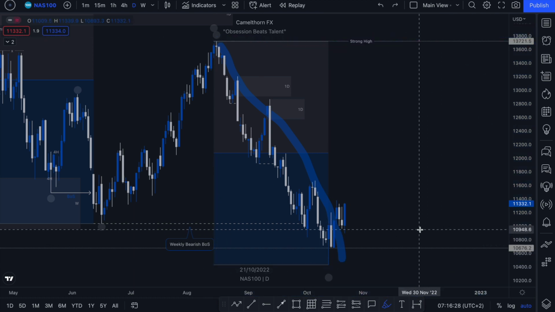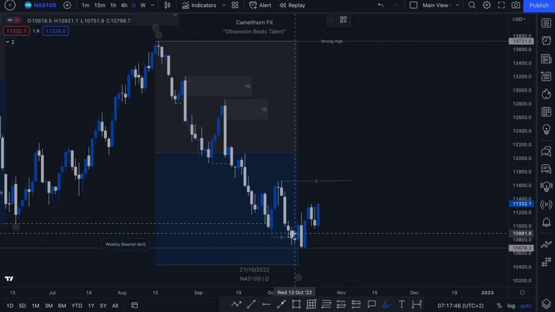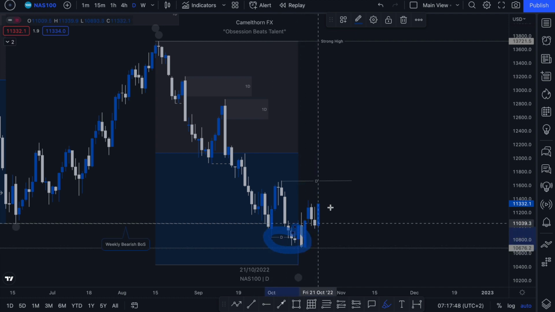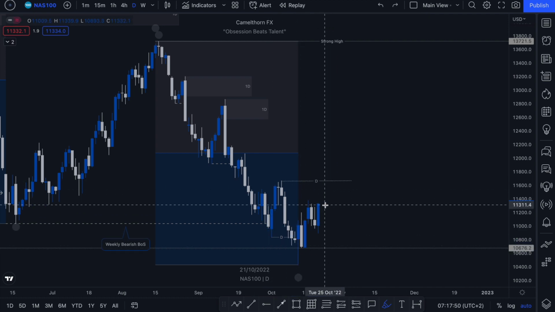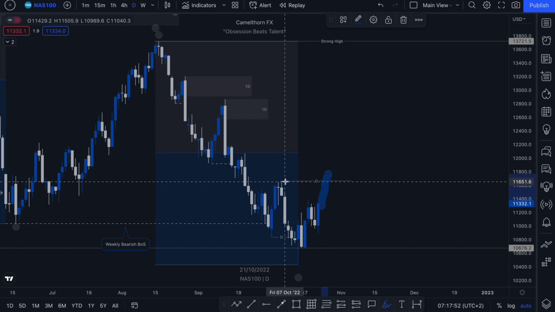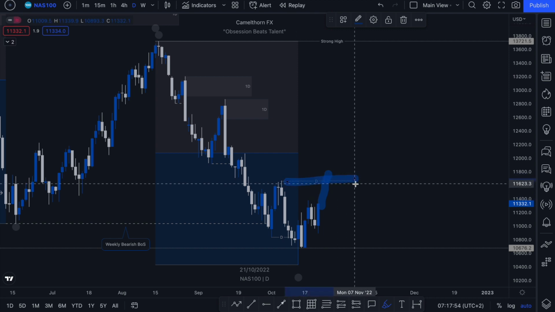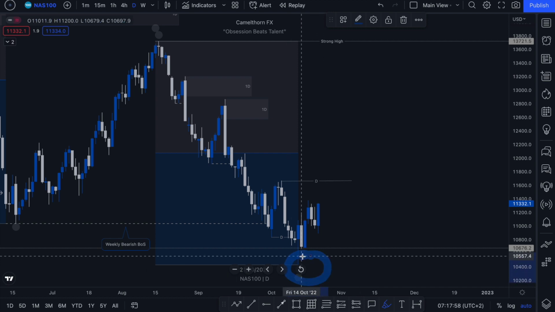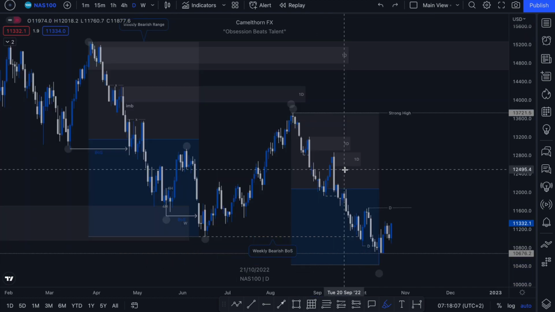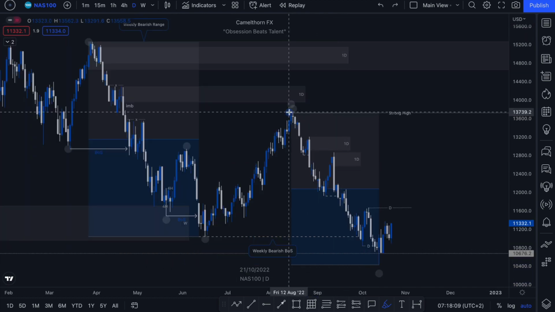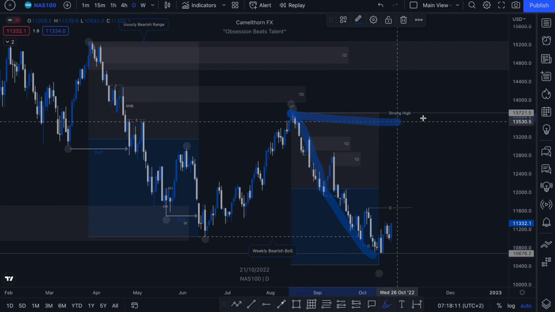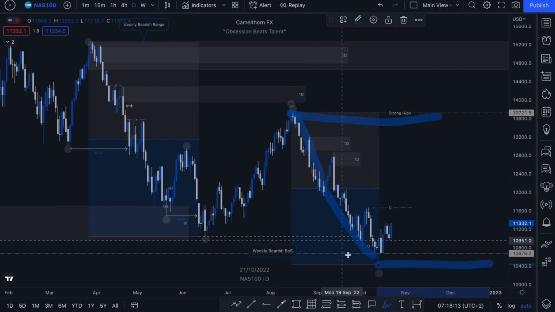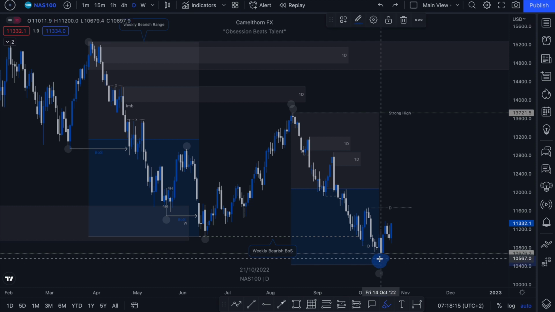All right, so what I want to do is go ahead and mark out my daily change of character in here, and I know that once price action pushes past this particular level in here, then my weekly low is confirmed, and then I can comfortably say that I have a new bearish weekly leg in here, and then I can mark this out as my weak low as well.